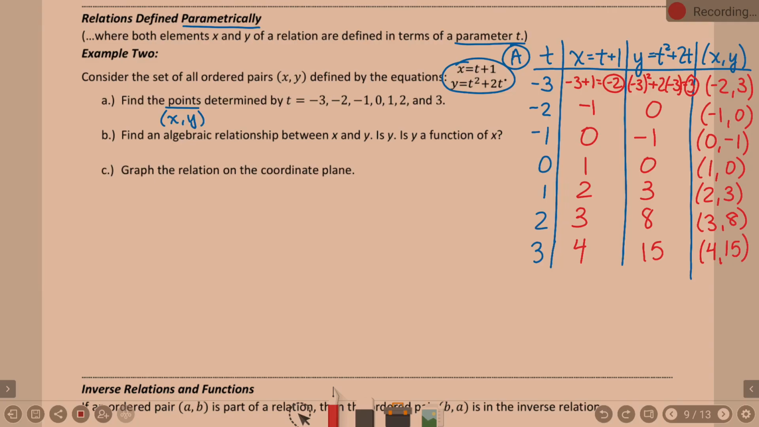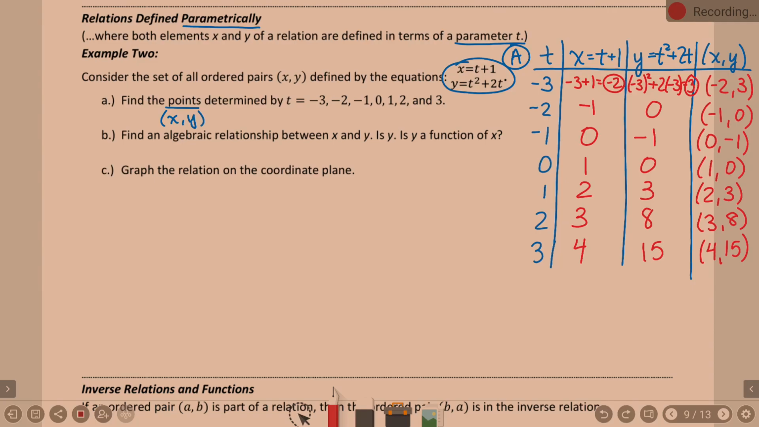Okay. A little tedious work there, but you got the idea, right? Parametric relations: if they give you a t value, you can find an ordered pair, an x y value. That's the parameter. It's connecting them. Now, another thing we're going to do.